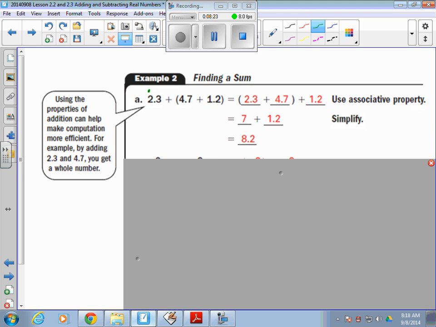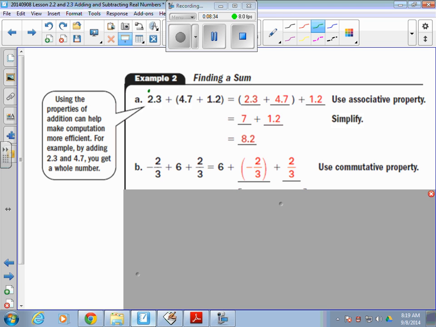You look off to the left, it says using the properties of addition can help make computation more efficient. For example, by adding those two, you get a whole number 7. The second one, you do the same thing. Negative 2/3, I'm off today, plus 6 plus 1/3 is equal to negative 2/3 plus 1/3. Notice we use the commutative property. It moved over this time.